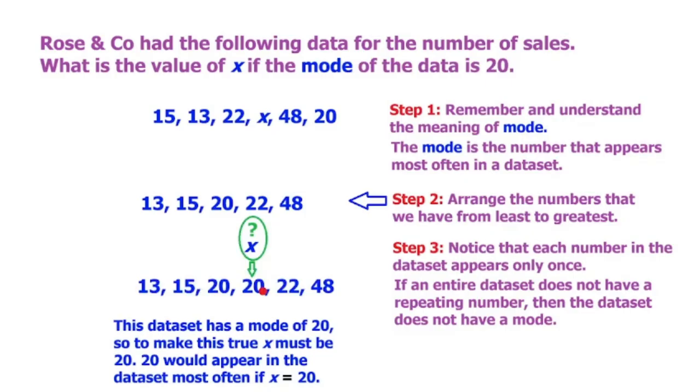And the only number that X could be is 20, because otherwise, if it was another number, the mode would not be 20. And if it was a number besides any of these numbers, say it was 49, then the data set would not have a mode. So that's it. That's this entire problem.